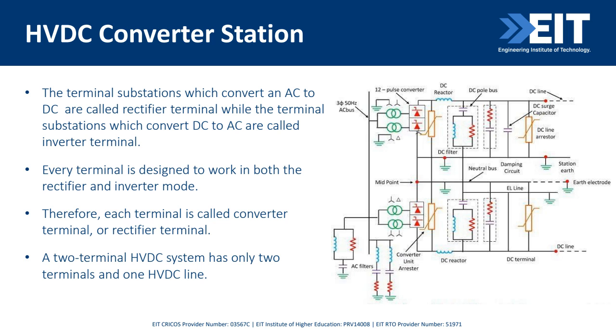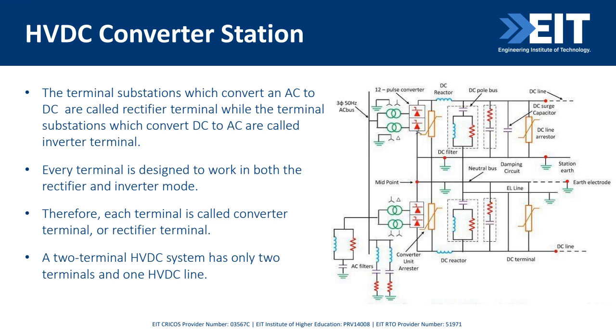So the terminal substations which convert AC to DC are called rectifier terminals, while the terminal substations which convert DC to AC are called inverter terminals, right? When we convert DC to AC, it's the inversion process. Every terminal is designed to work in both rectifier and inverter mode, meaning the power can flow both ways, not just one way. So that's why we can use it for these renewable energy projects where power flow can be both ways.